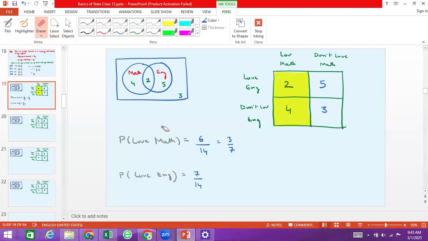Which is equal to 1 by 2, right? And what is the probability someone loves math and they love English? 2 by 14, which is 1 by 7. Any doubt so far?